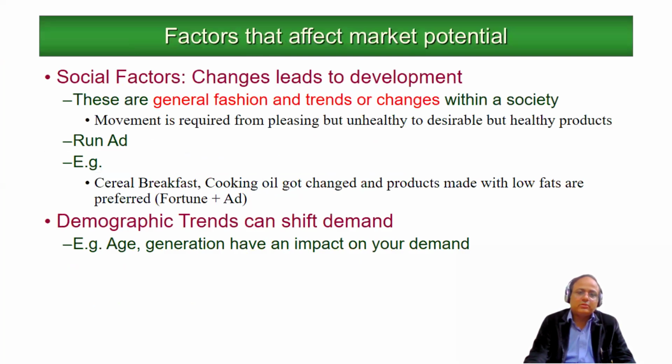So social factors are actually the changes that are happening in the market. These are general trends or changes within a society. So this movement is required basically from pleasing but unhealthy to desirable but healthy products. For example, cereal breakfast and cooking oil got changed, and products made with low fats are preferred. So there are demographic trends available in the market that can shift demand.